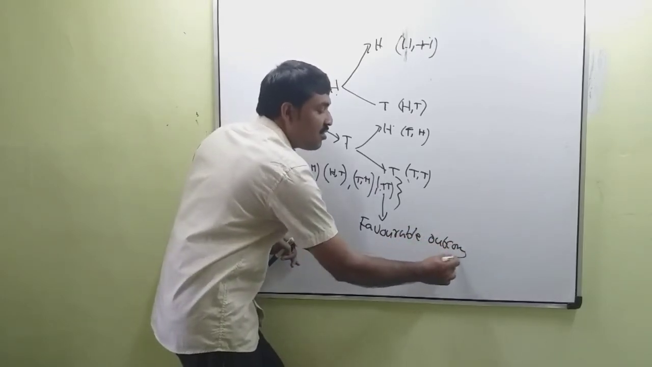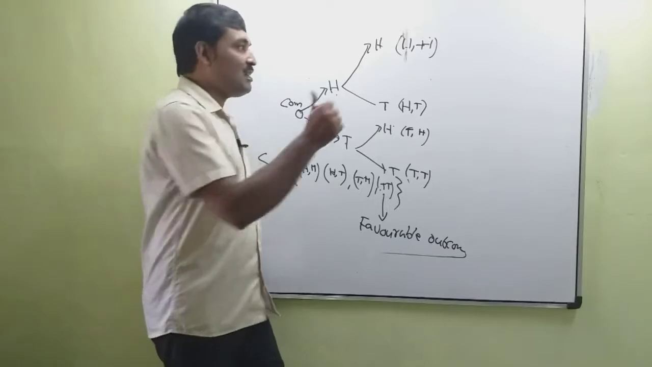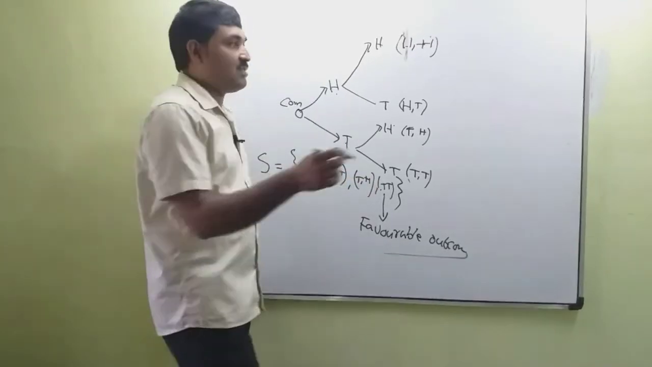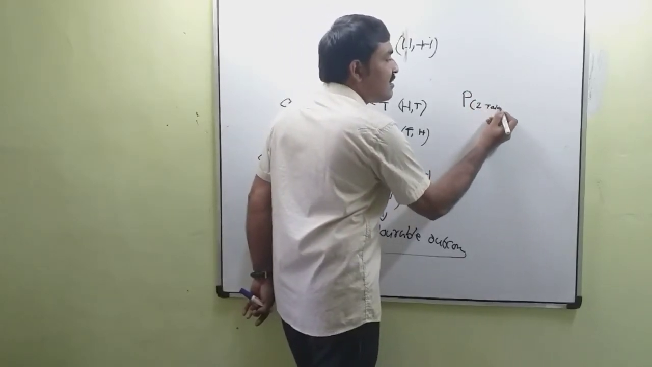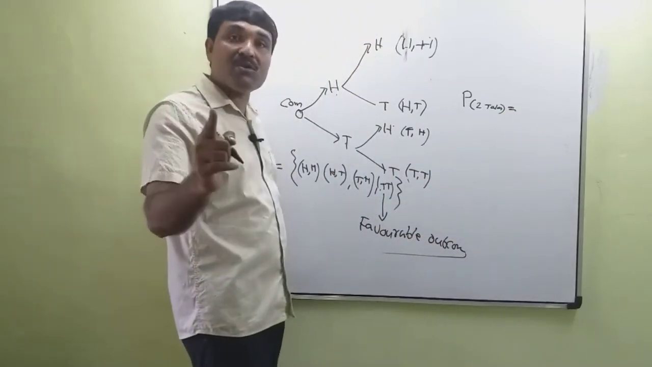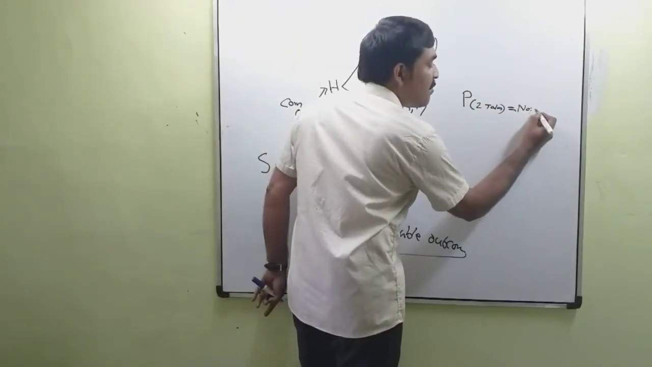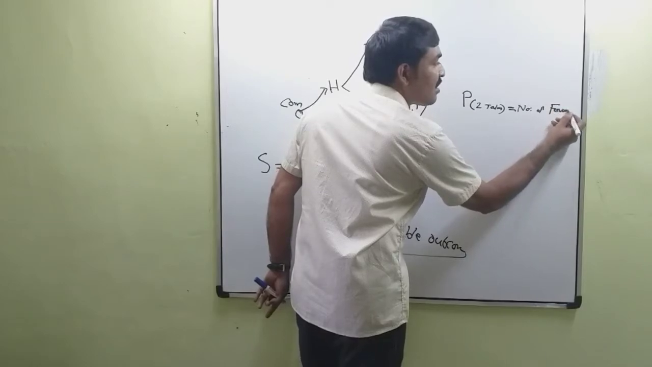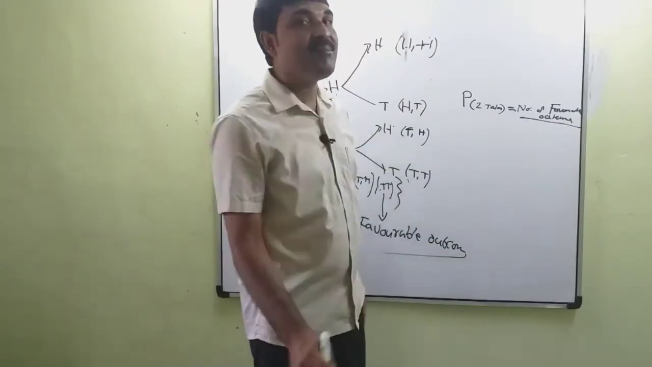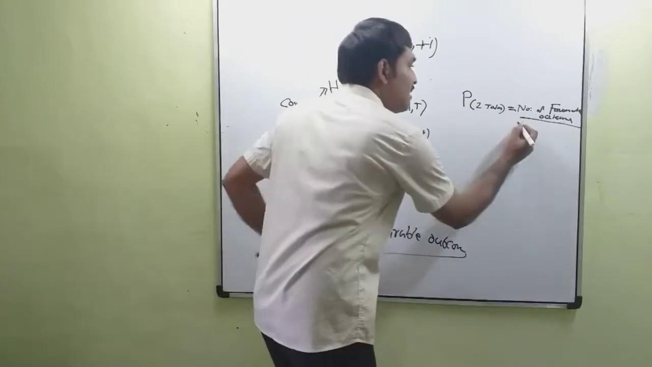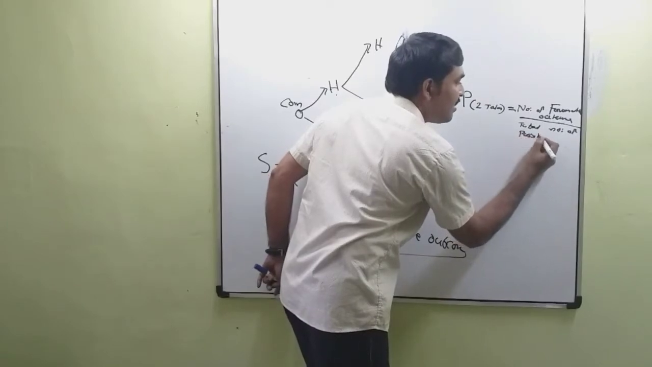Now, what is the chance of getting 2 tails while performing this experiment? That is the probability of getting 2 tails. So P, that is the probability of getting 2 tails, is equal to the number of favorable outcomes divided by the total number of possible outcomes.